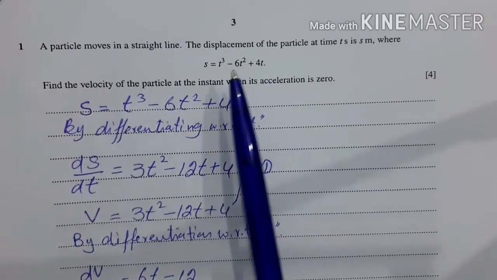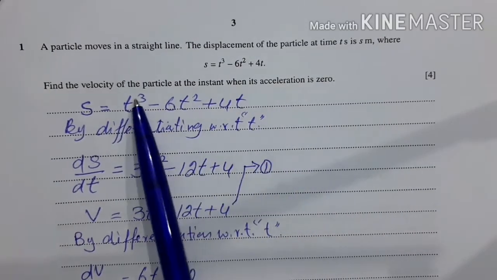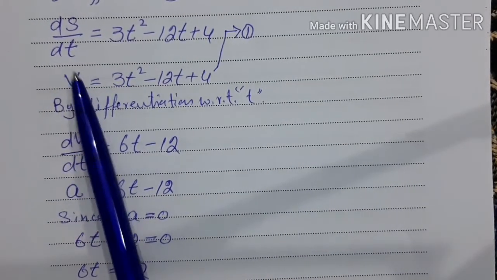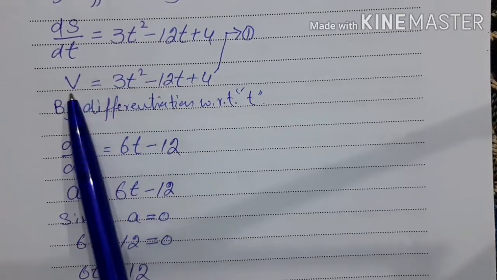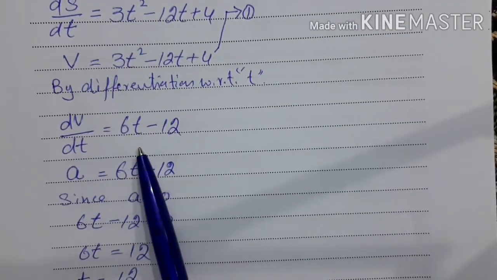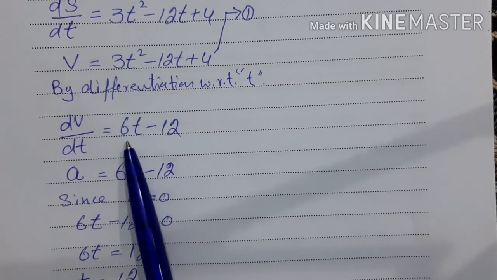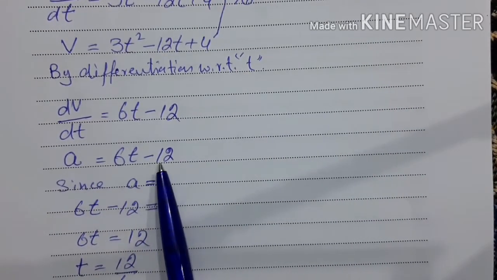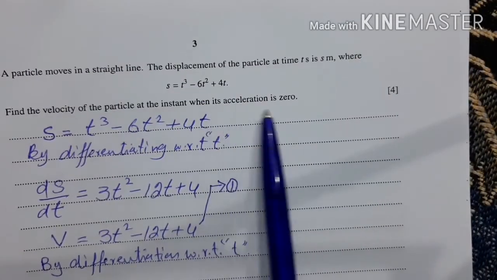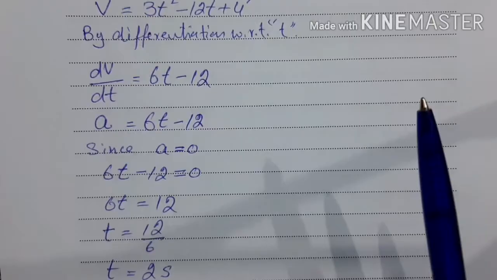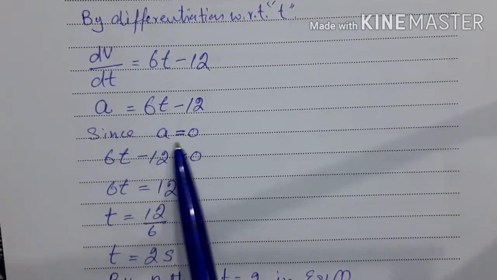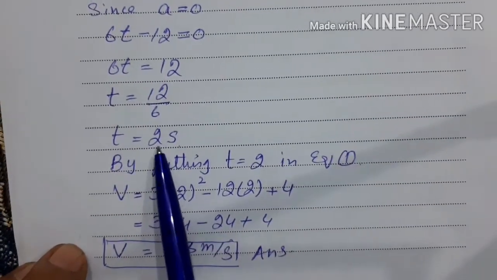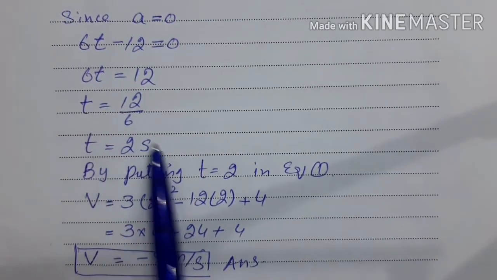Now I also need acceleration, because I have to put acceleration equal to 0 to find the velocity. Acceleration is the rate of change of velocity, so I'll differentiate this expression again. dv by dt is equal to 6t minus 12. This is called a, the acceleration. Since the acceleration is 0, we put a equal to 0 here, so 6t minus 12 is 0, 6t is equal to 12, and t is 2 seconds. At 2 seconds the acceleration was 0.